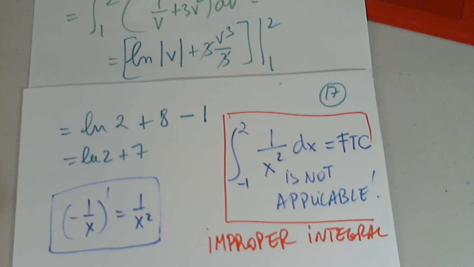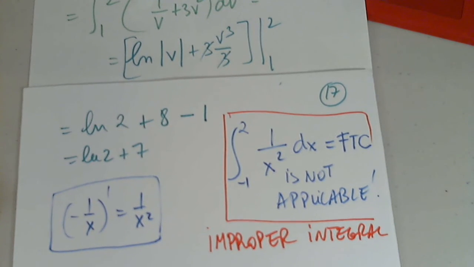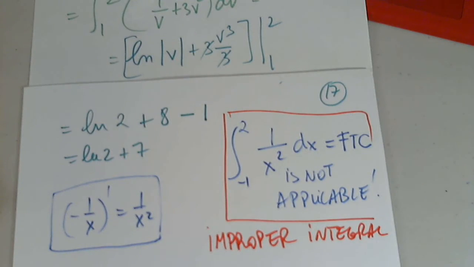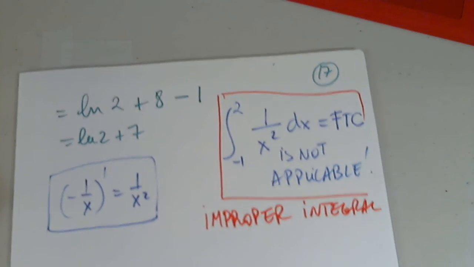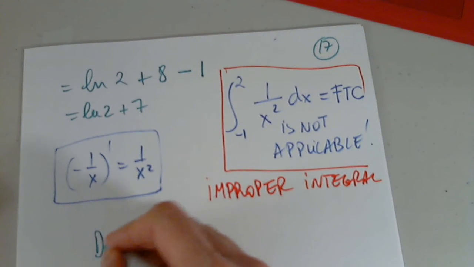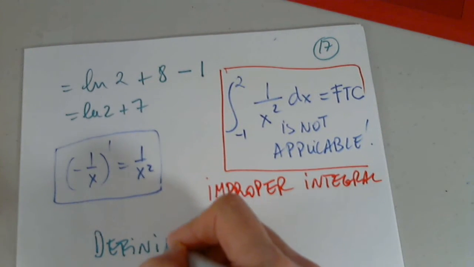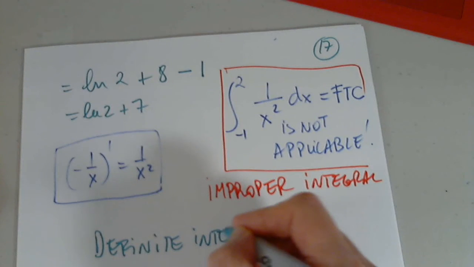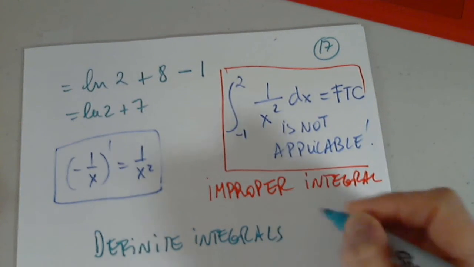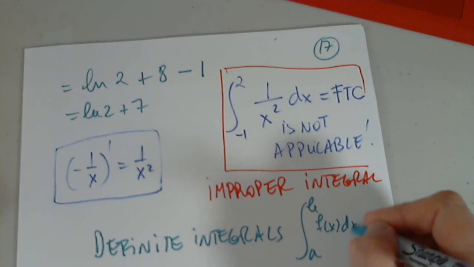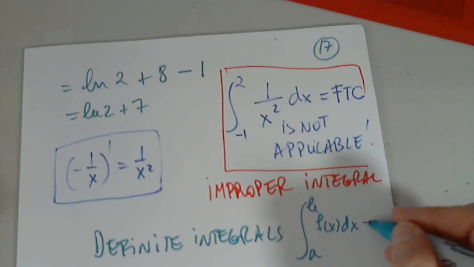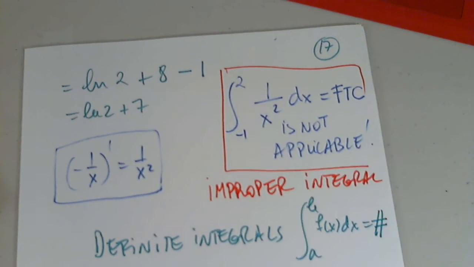So we learned a lot about definite integrals. We know that a definite integral is always a number. Definite integrals: the integral from a to b of f of x dx, of course assuming f of x is continuous, is a number.